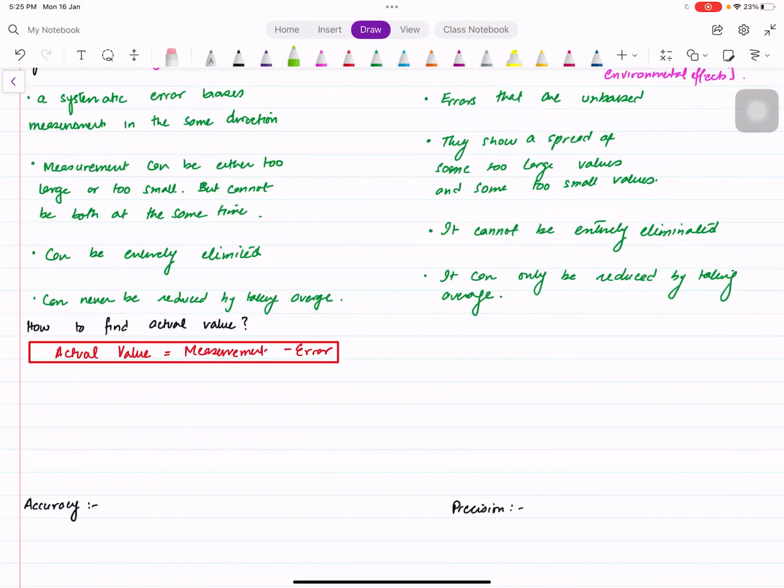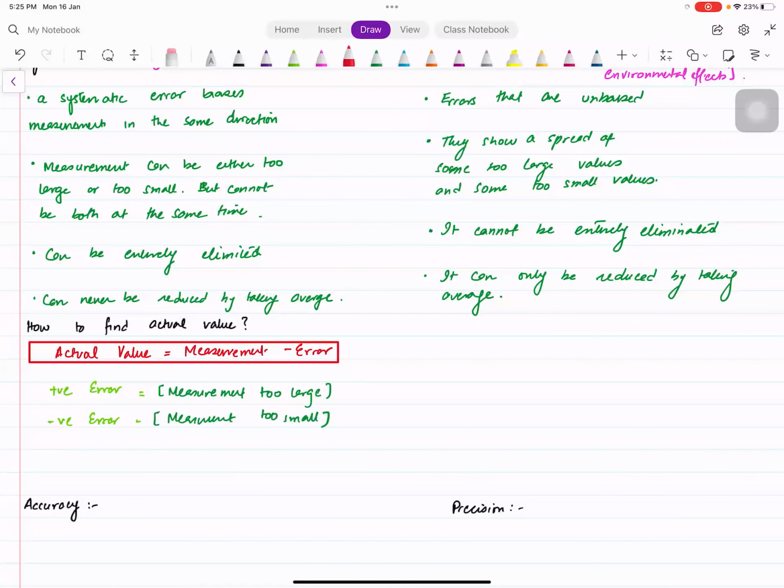I just want to tell you that you can have positive errors, and there could be negative errors. Positive errors are when the instrument shows a measurement too large, right? So the measurement is too large from the actual value. So you would then just add the positive value in the formula. And if the measurement is too small, then obviously you need to add a negative error.